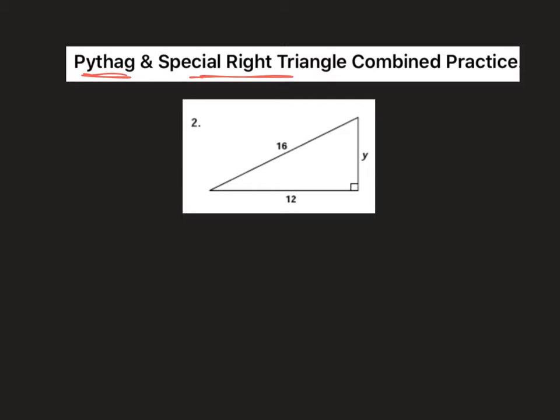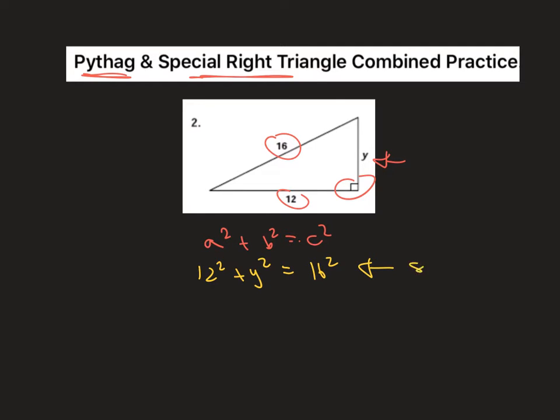about right triangles. So here I see that I have a right triangle and I am missing a leg, and I've been given the hypotenuse and the other leg. So I'm going to say that a squared plus b squared equals c squared. That's my Pythagorean theorem. And then I'm going to go ahead and write in that 12 squared plus y squared equals 16 squared.